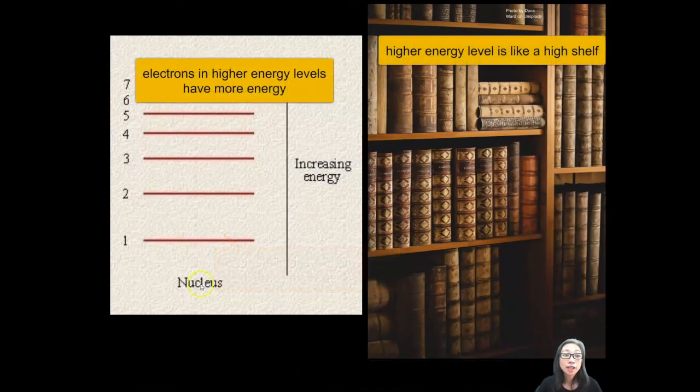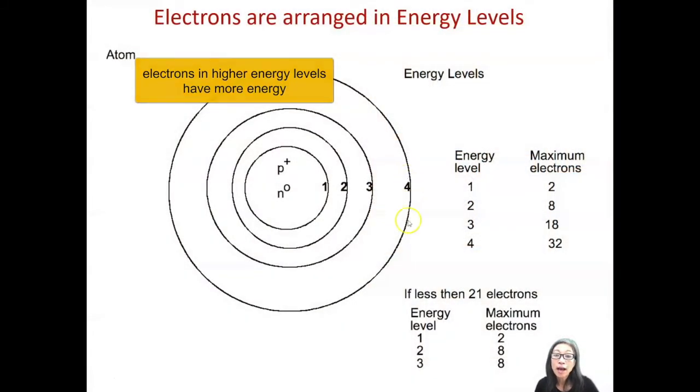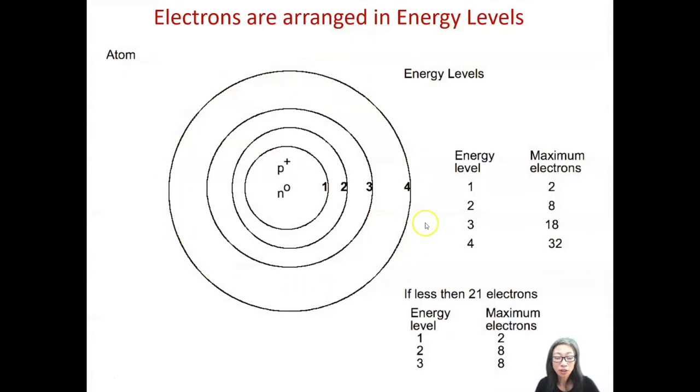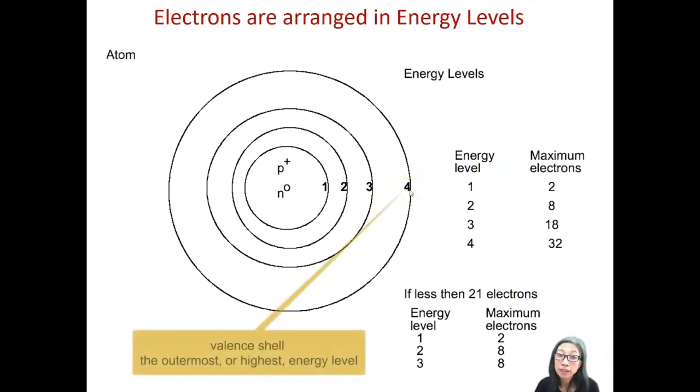This highest energy level, the one that's shown here, is energy level 4. This is also the outermost energy level. It's the circle on the outside, and the other levels, 1, 2, and 3, are inside. And so that highest energy level is called the valence shell.